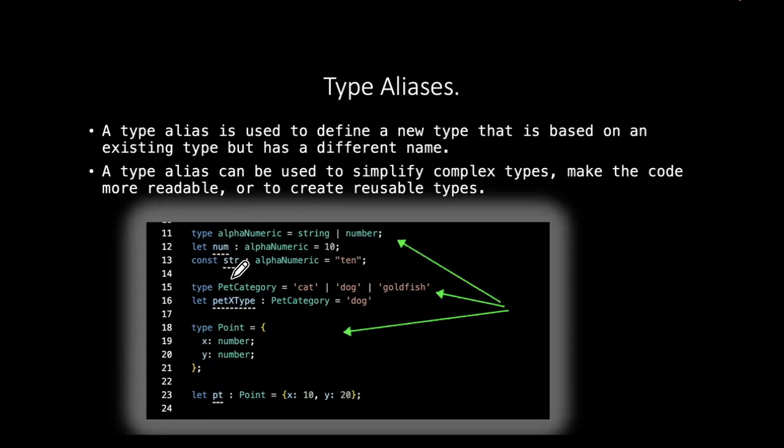Another use case here is where I'm declaring a type called pet category. And I'm saying that a pet category variable can only have one of these three values, nothing else. And so here I'm declaring an actual variable of type pet category, and I'm assigning it the string cat. So from a type safety point of view, the TypeScript compiler is happy with that. And we'll see one or two other use cases of this type aliasing syntax. It's very powerful, actually, as we work our way through these slides.